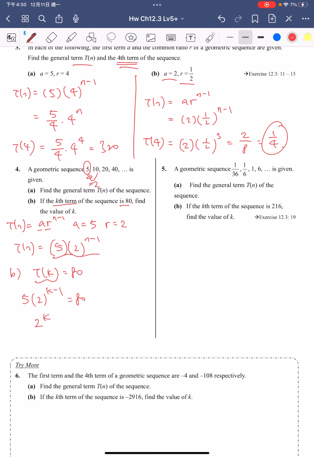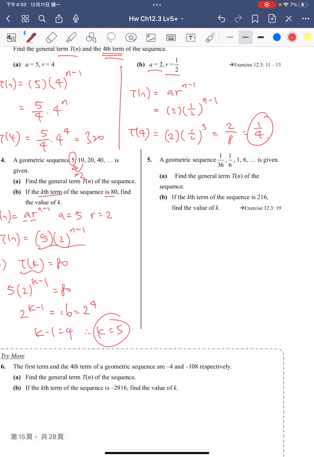So we have 2 to the power of k minus 1 equal to 16. But 16 is equal to 2 to the power of 4, isn't it? So now the bases are the same, so we have k minus 1 equal to 4. So k minus 1 equal to 4, so that k is equal to 5.